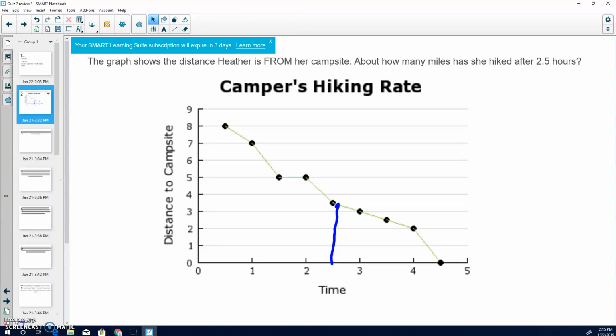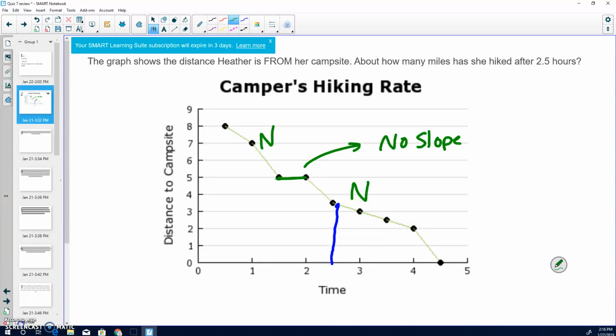What's your dependent variable? Distance. Distance to the campsite. This line is going down. What kind of line is that? Decreasing. Negative, right? Decreasing or negative. This is also negative. Right here, you notice that it's straight. No slope. There's no slope.